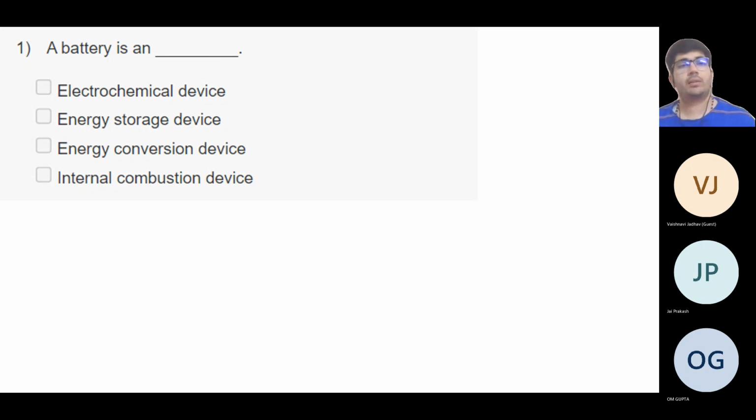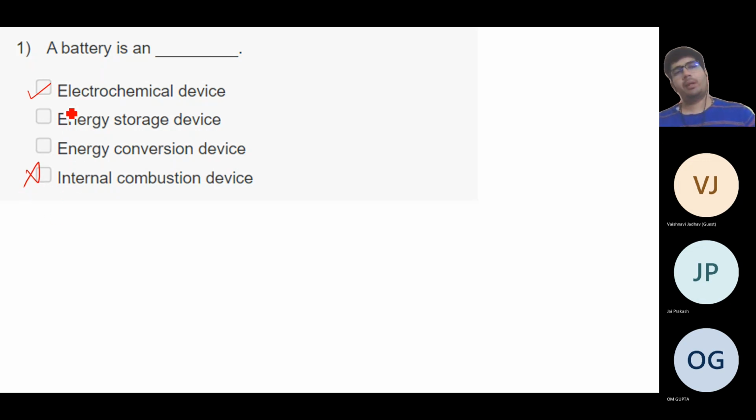Okay, the question is that battery is N. As we have covered, battery is an electrochemical device because electrochemical reactions are happening. So from the options we can see option 1 is correct because it's an electrochemical device. Now come to the fourth option, internal combustion device. Is it an internal combustion device? No, because there is no combustion. So option D will be wrong.